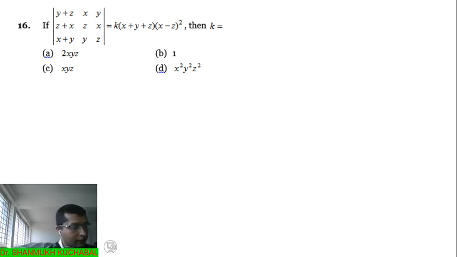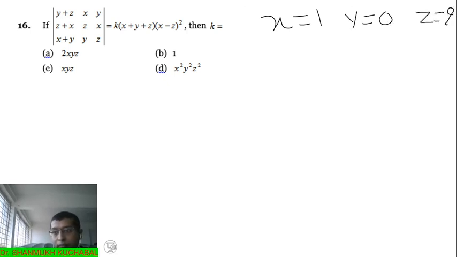It is a little bit different. If the determinant has y plus z, z plus x, x plus y, like this, and k times the RHS part, then the value of k is, so very simple. See, in the earlier examples we took some numerical values, so I take x equal to 1, y equal to 0, and z equal to 2, right?